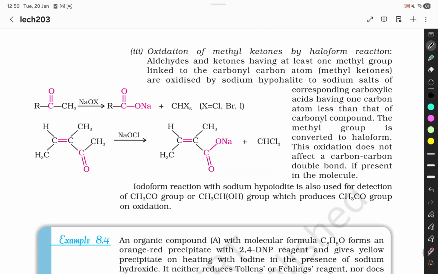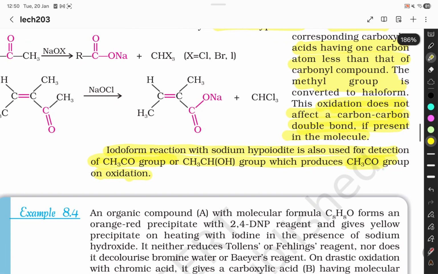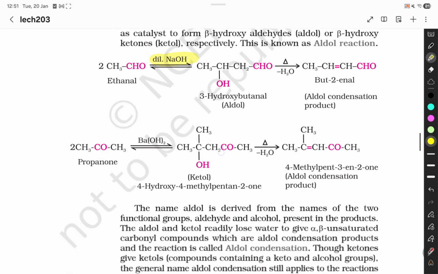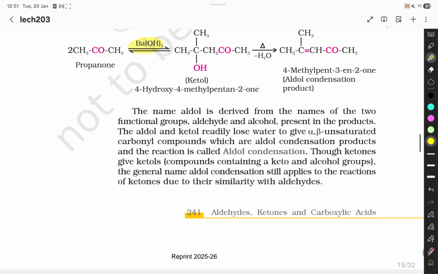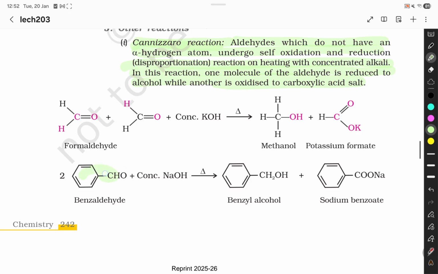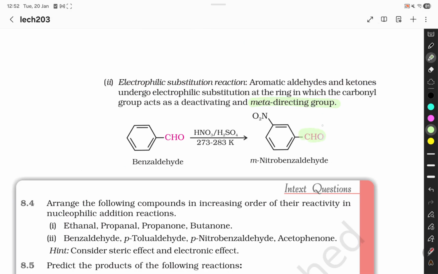Then you have haloform reaction. Any group that can get easily oxidized or show tautomerism can show haloform reaction. Then aldol condensation is possible in dilute NaOH and Ba(OH)2. Then you have Cannizzaro reaction, which is basic, what we have learned. And carbonyl is a meta-directing group.